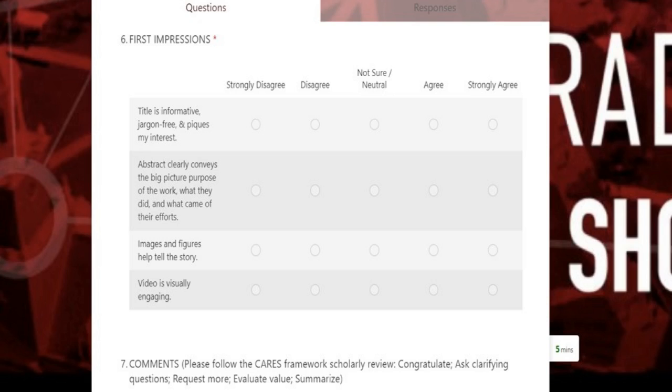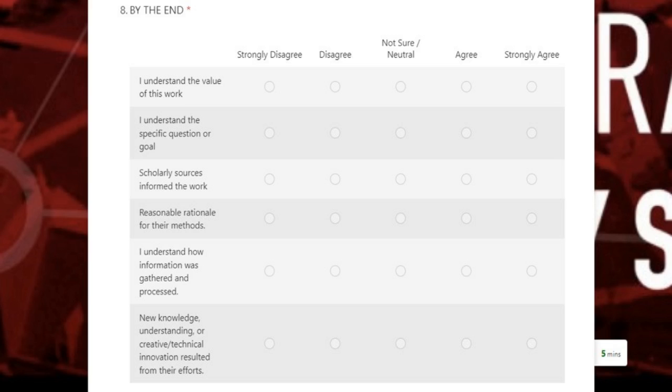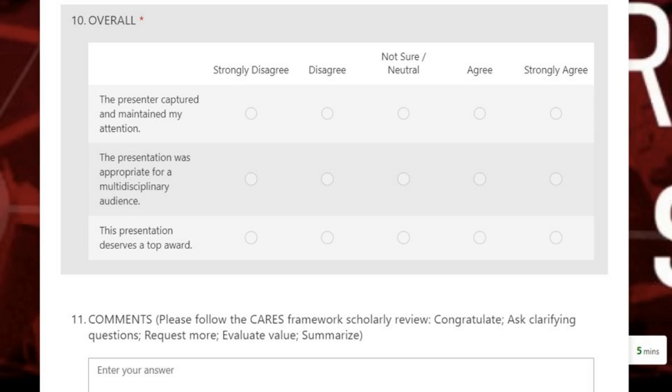Presentations are evaluated on a scale of 1 to 5 for a variety of criteria. Our goal is to have each presentation evaluated by 2 professional reviewers and at least 1 peer reviewer. Take a look at the criteria you'll be using to evaluate presentations. There are first impressions, by the end, and overall.